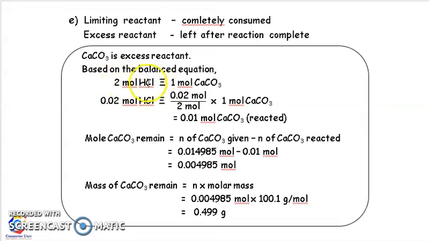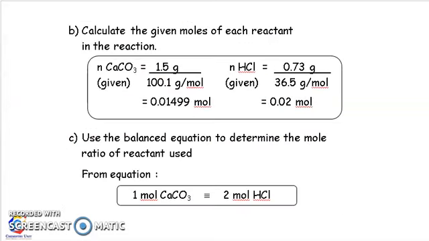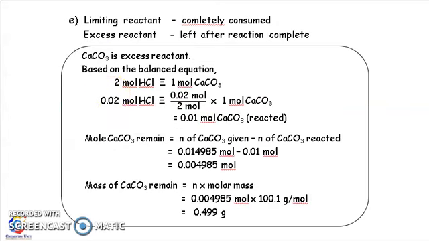So 2 mole of hydrochloric acid is equivalent to 1 mole of calcium carbonate. So based on the question, 0.02 mole of hydrochloric acid is given. So we need how many mole of calcium carbonate? 0.01 mole. So check again. The mole given of calcium carbonate is 0.01499. And then we just need 0.01 mole of calcium carbonate to react with 0.02 mole of hydrochloric acid.